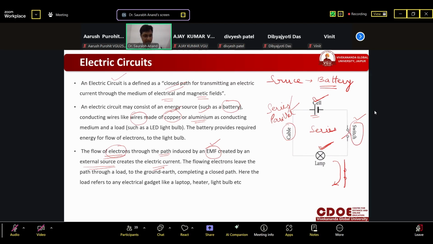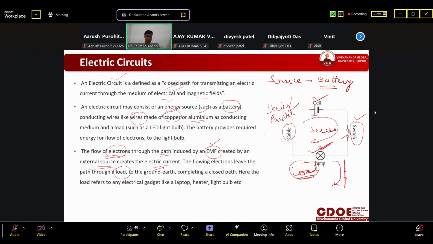These electrons which are flowing through the circuit leave through a load. So what is the load? The current which is flowing in the circuit is consumed by this lamp. Who is using this electric current? This lamp, this bulb. So this lamp is treated as the load. Clear? So this lamp is consuming. The load is basically using this current, this flow of electrons.